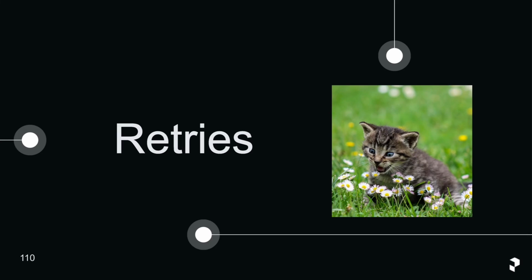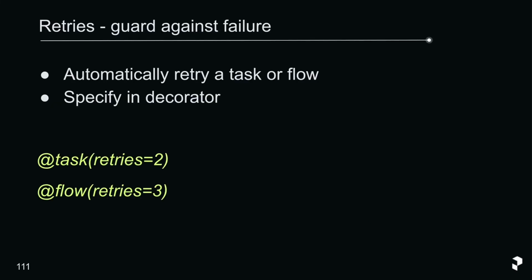Moving right along to retries. What are retries good for? Well, they're excellent tools for guarding against failure. They automatically retry a task or a flow, and you can easily specify retries in the task or flow decorator. You can see some examples of what this looks like down below.